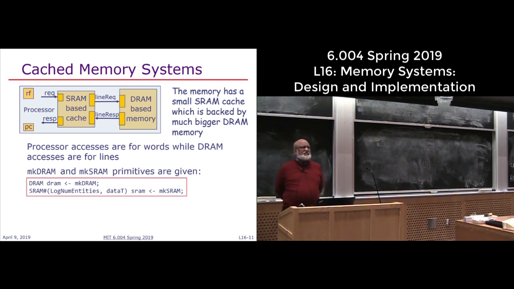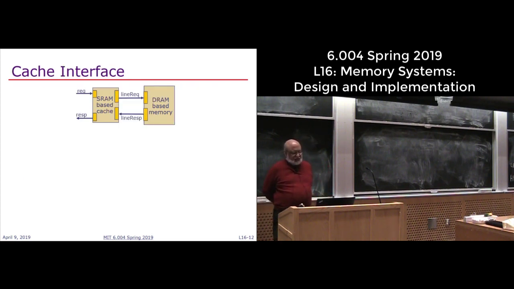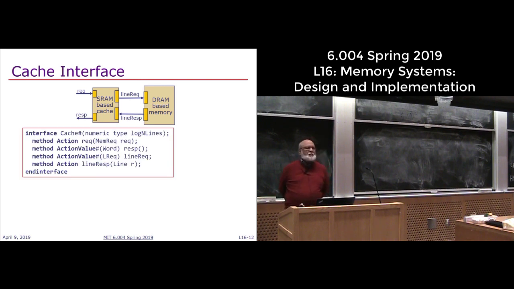So far so good, right? These are just the declarations for my cache. Okay, so I have said this, but I'll repeat it again. We'll assume that DRAM has 64 byte or 16 word lines, and we will use line addresses there. Okay, so now let's understand the cache interface better.